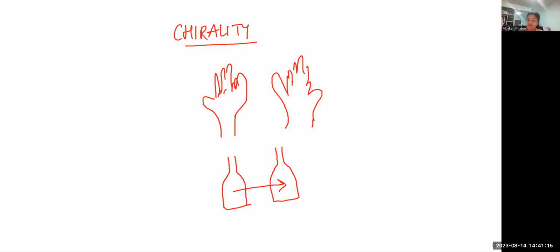So chiral is when they overlap and you can't superimpose them. Achiral is when you can superimpose the images.